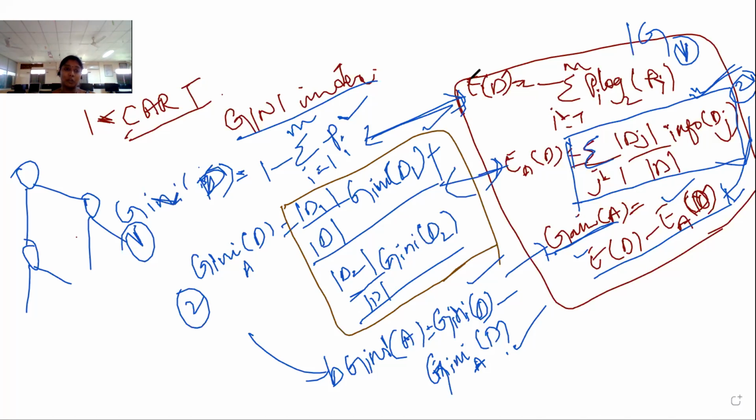What is your assignment for the next class? The 3 teams, 1 to 40, 41 to 70, and 71 to the end, have to come with the information gain ratio values for the next class.